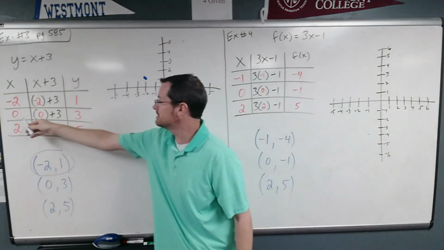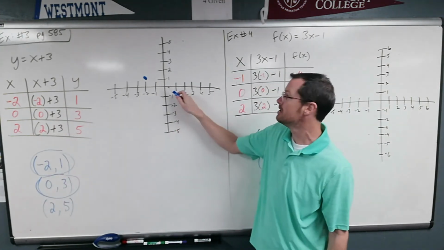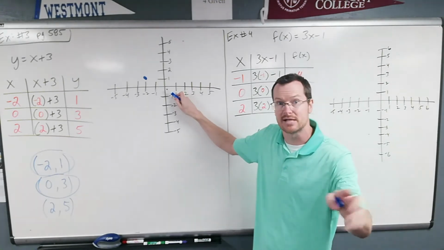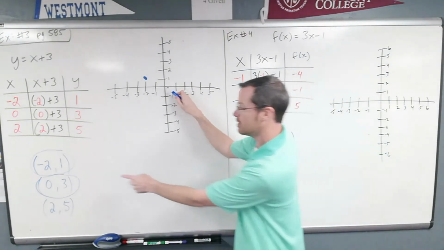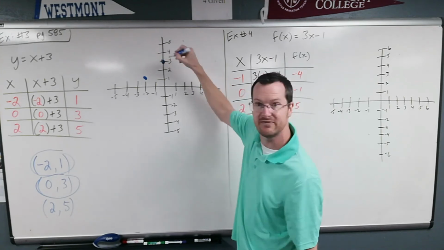Here, you plugged in a 0, you got out a 3. So 0, 3. Let's graph this one. Start at the origin. Don't go anywhere on the x-axis because you have a 0. But you're going to need to go 3 on the y-axis. So go up to 3. Put a big old fatty dot.